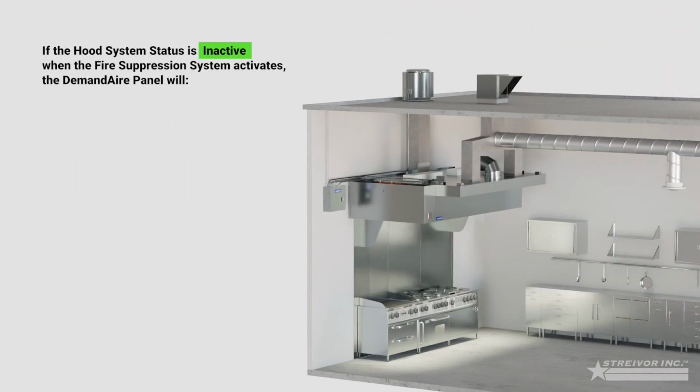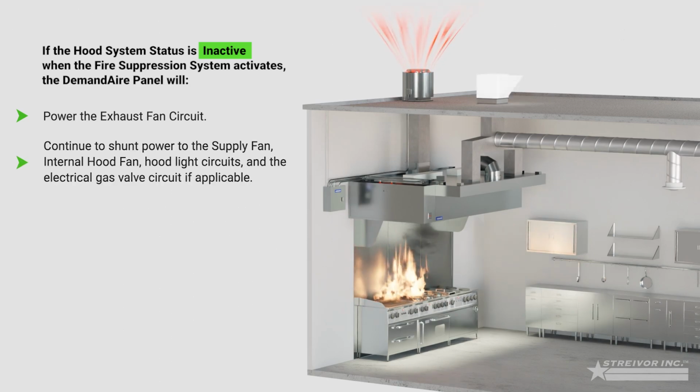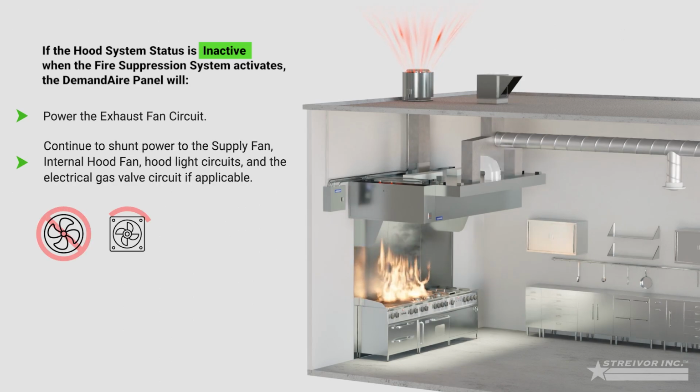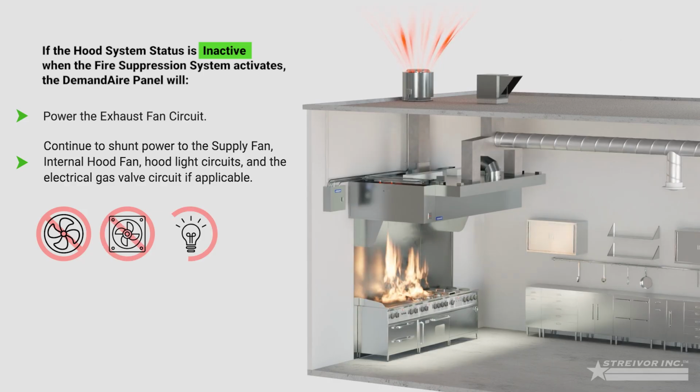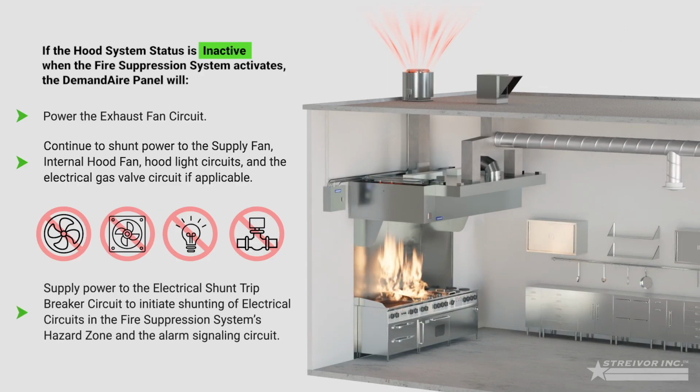If the hood system status is inactive when the fire suppression system activates, the DemandAire panel will power the exhaust fan circuit and continue to shunt power to the supply fan, internal hood fans, hood light circuits, and the electrical gas valve circuit if applicable. Supply power to the electrical shunt trip breaker circuit to initiate shunting of electrical circuits in the fire suppression system's hazard zone and the alarm signaling circuit.